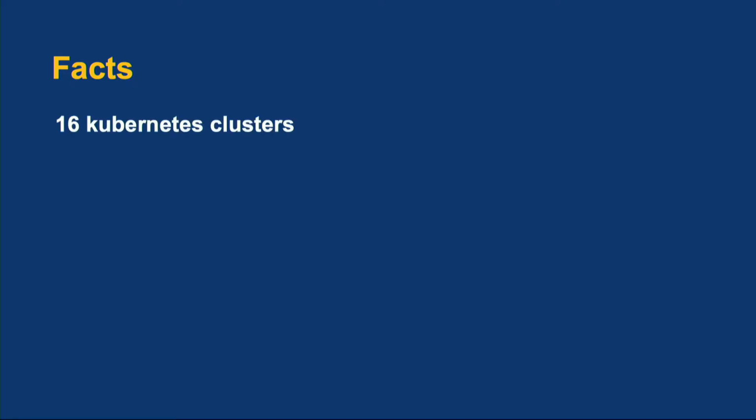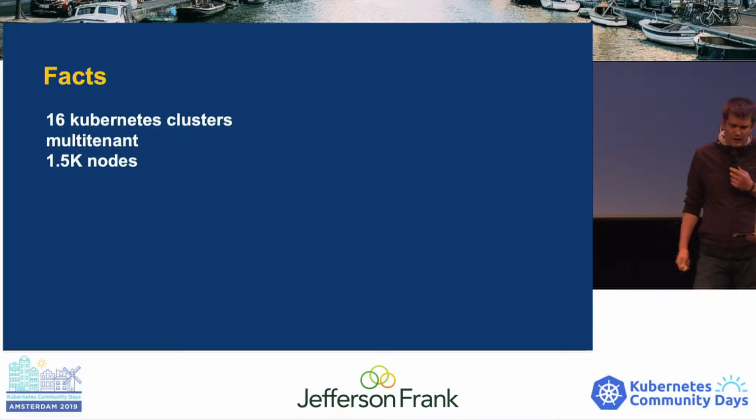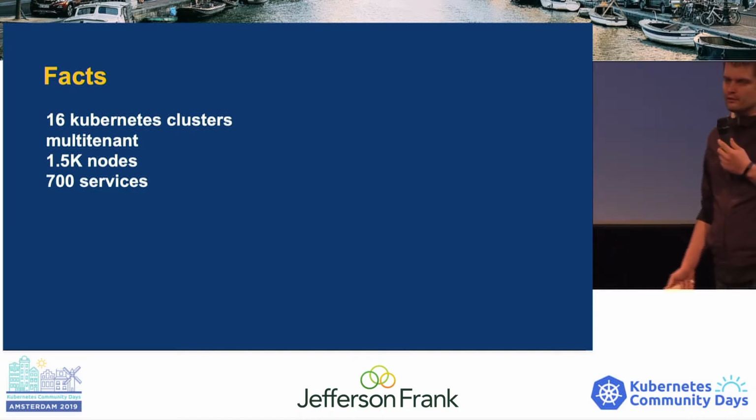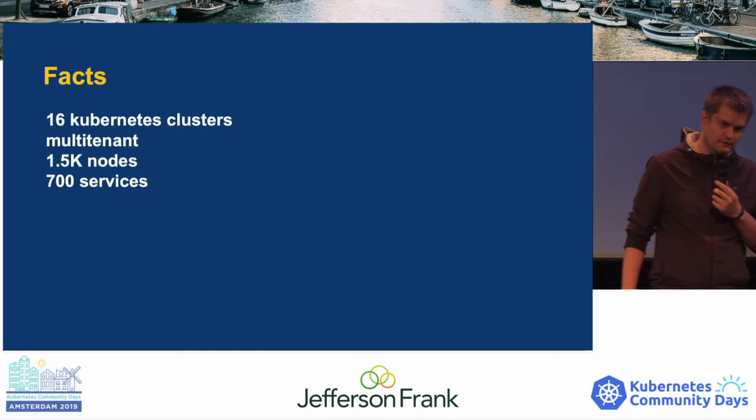At Booking, we have 16 Kubernetes clusters. What is important, they are multi-tenant. So we don't deploy a cluster per team, but rather have multiple teams share the clusters. All of these clusters are using around 1,500 nodes. And we have a very rapidly growing number of services which run on top of those clusters. At this moment, it's about 700 of them.